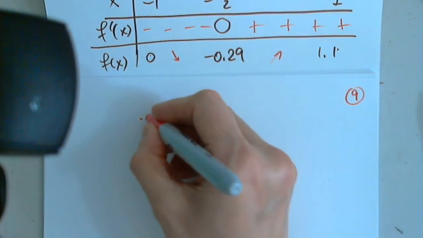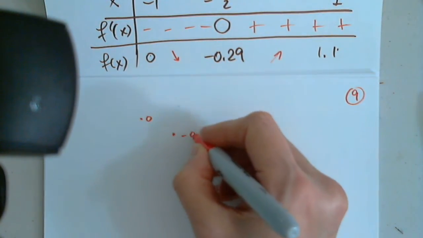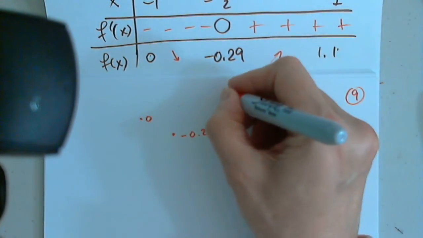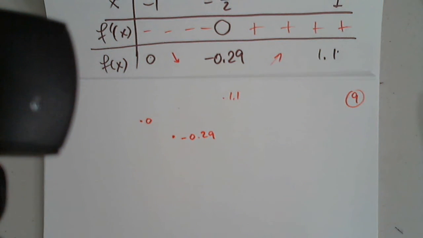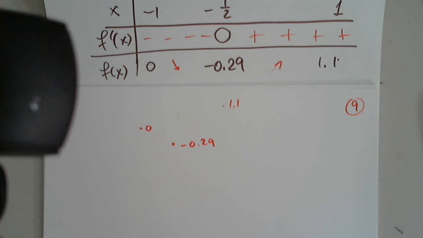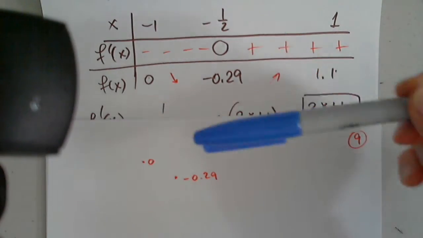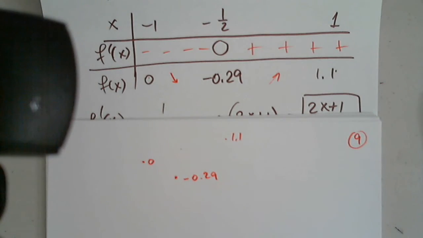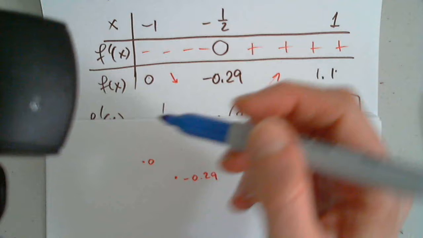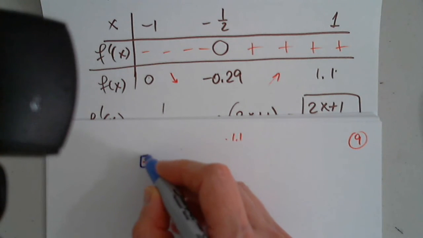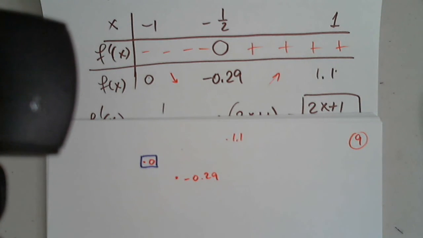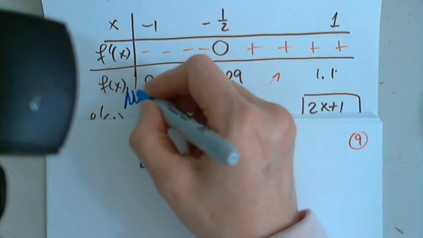So we have 0 here, -0.29 here, and 1.1 here. Now we are ready to identify each and every point that we studied. What is -1, 0? Is that the absolute minimum? It's this point. Nothing. Very good.